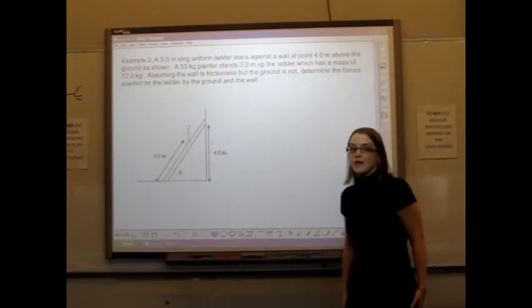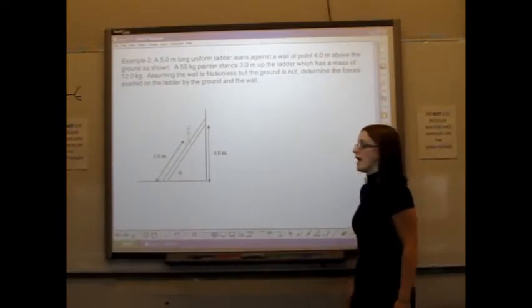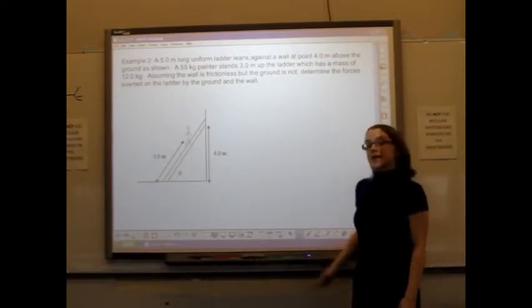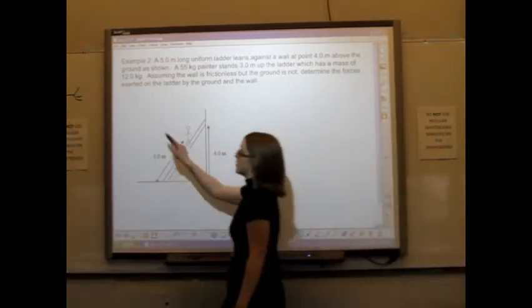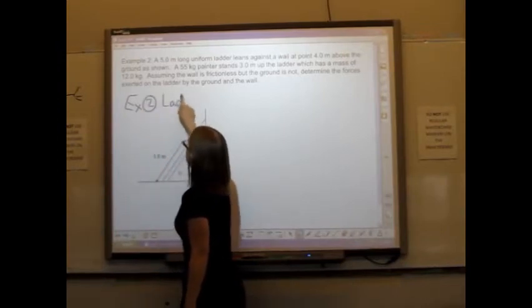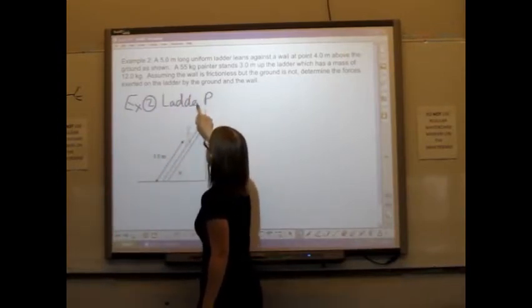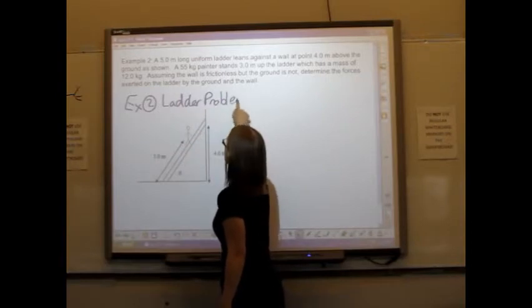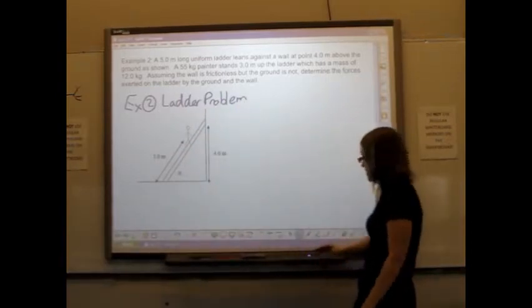Okay, so we've been talking about torque and static equilibrium, and I just wanted to review one of the questions we had done in class. This is example 2 from your notes, and it's a classic ladder problem. Okay, so we'll read the question first.